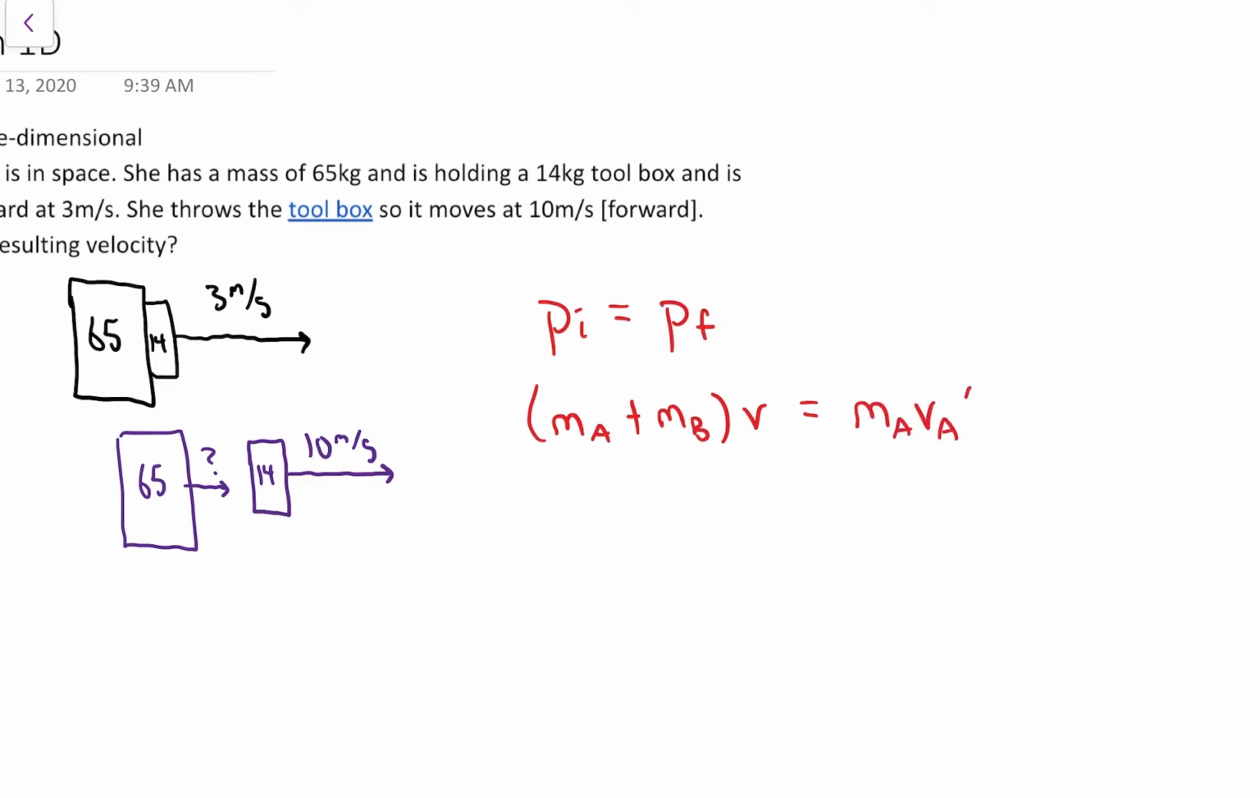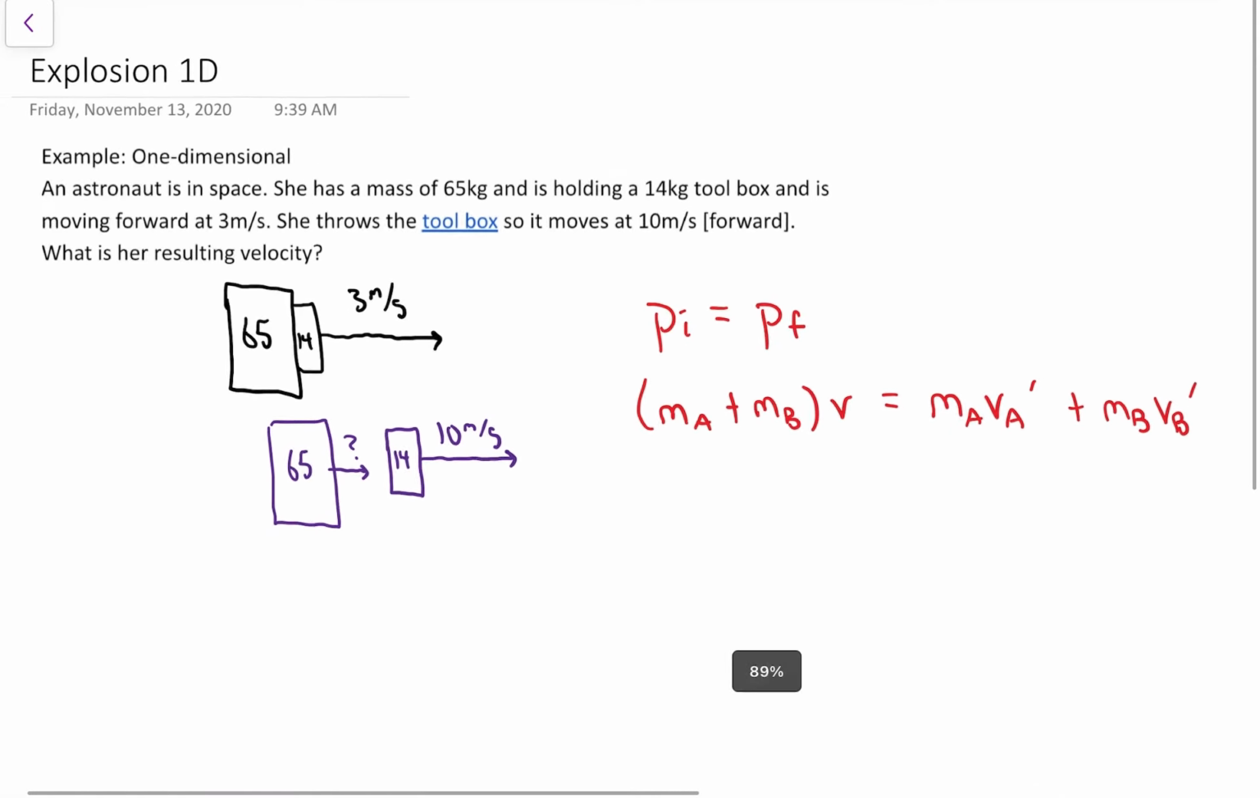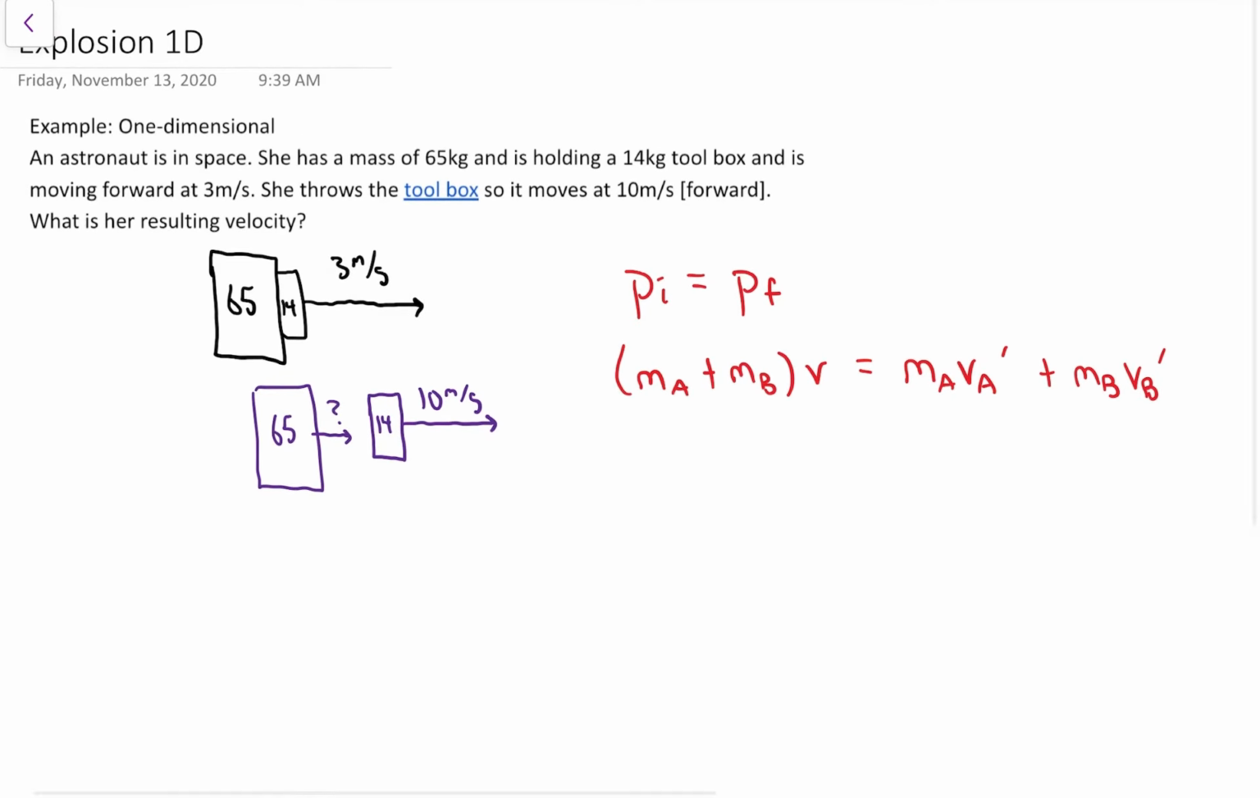Mass A is going to be going some speed. I'm going to call it VA prime, with a prime to indicate that it's after, and mass B is going at some speed. I'm going to call it VB prime, with a prime to indicate that it's after. In this particular explosion, for what's given, we know everything but what I called VA prime. I know the two masses, and I know the two speeds.